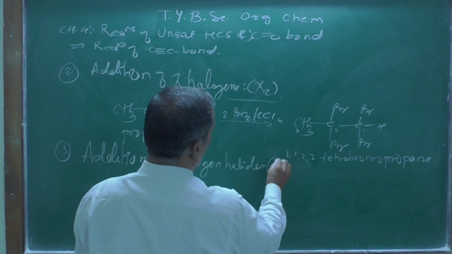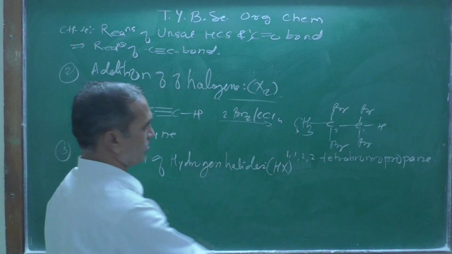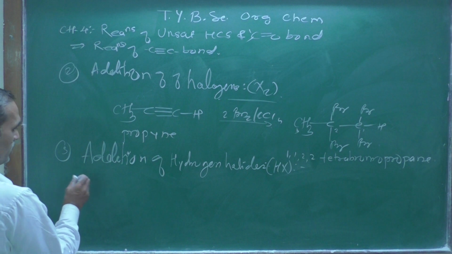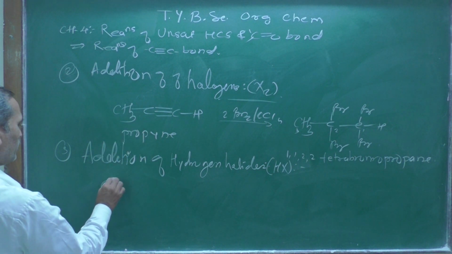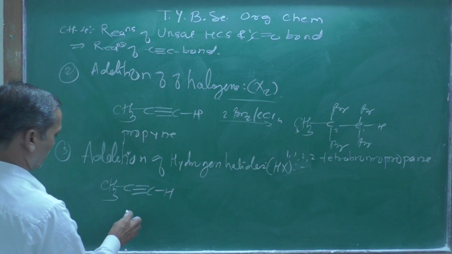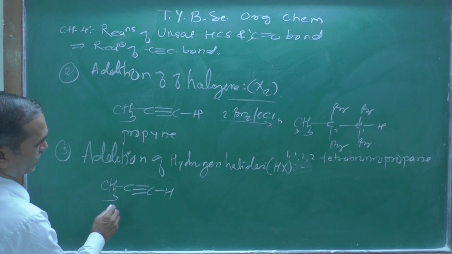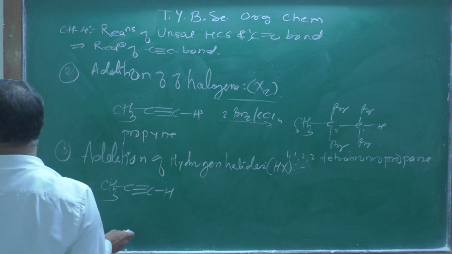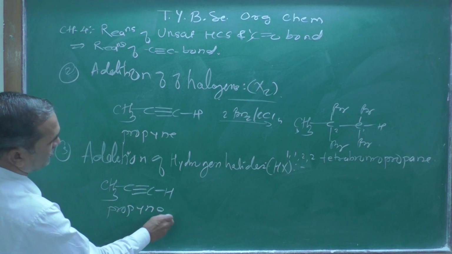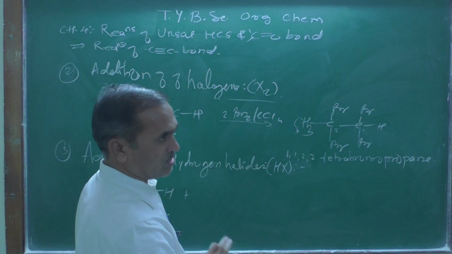Addition of hydrogen halides means HX. Addition of hydrogen halide is nothing but HX. Let us see the same unsymmetric alkyne, with a carbon-carbon triple bond and a hydrogen atom present at the terminal. The name of this compound is propyne. Now when we are adding HX, we will see the mechanism later on.